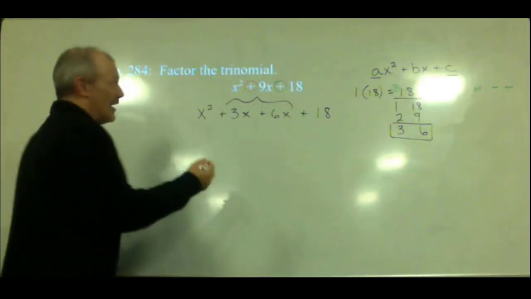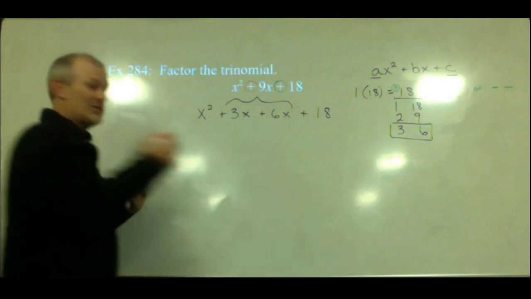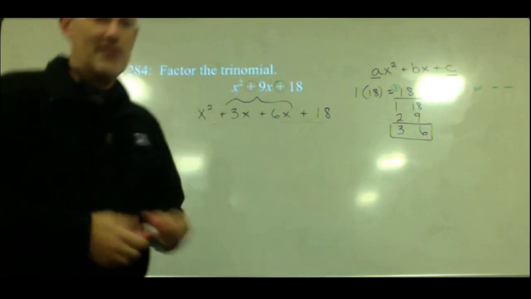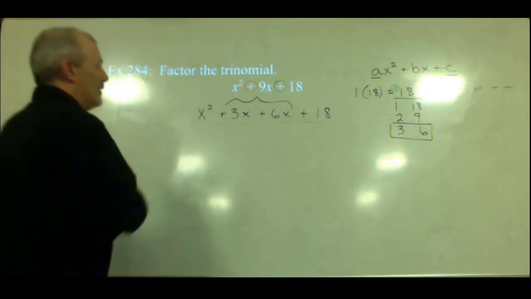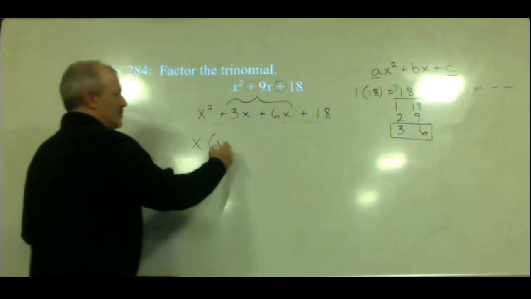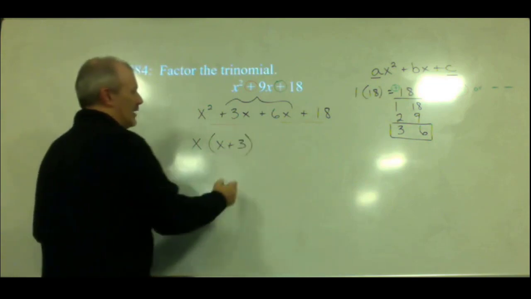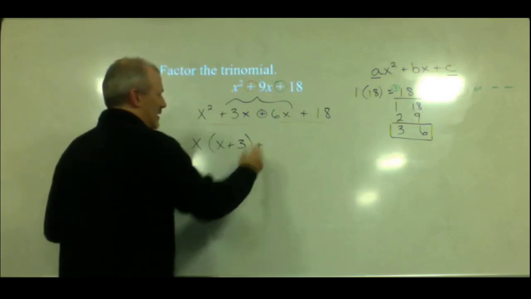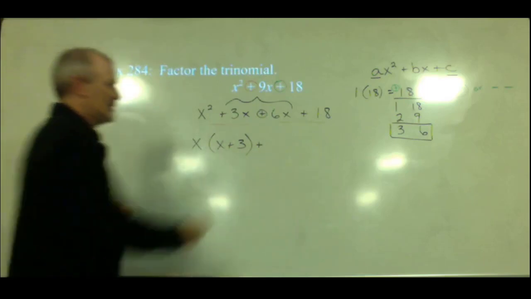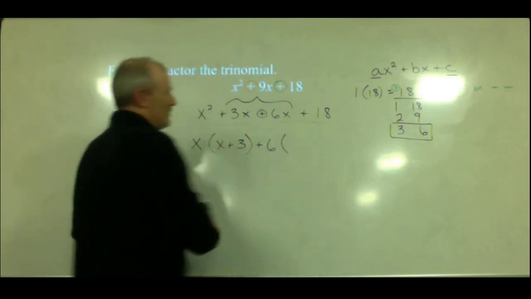Okay, so then once we've got our 4 terms, we're going to factor by grouping. What can we take out of the first group? An x. And what's left in that first group? X plus 3, correct. Then remember, we have to take out that plus sign. And what else can we take out of the second group? A 6. And what's left in there?